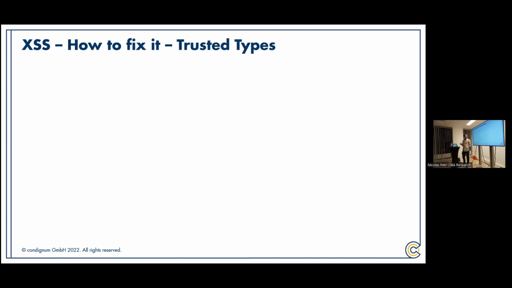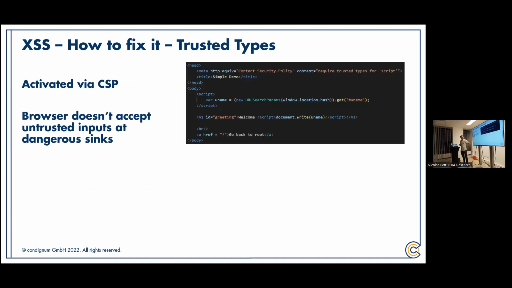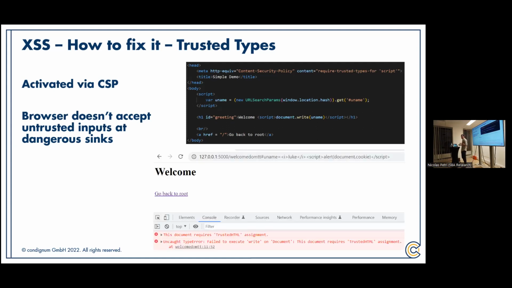Okay, and then one last thing, and then I'm finished, is a very new feature called trusted types. It can actually be activated via the content security policy. When you activate this feature, the browser doesn't accept untrusted input for dangerous things. So in our example before, where we got the username parameter and just wrote it into the web page via document.write, if you enable trusted types, then the browser would just say, what? You want to include insecure input in a dangerous thing? No, that's way too dangerous. It must be a trusted type, otherwise I don't do anything. So the browser really refuses to execute this.